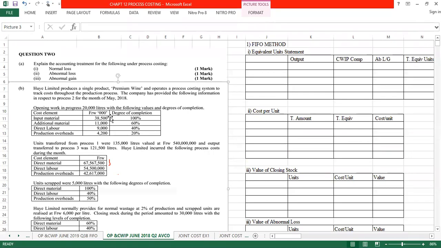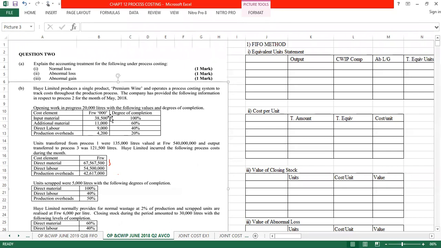Huye Limited produces a single product, premium wine, and operates a process costing system to track costs throughout the production process. The company has provided the following information in respect to process 2, for the month of May 2018.